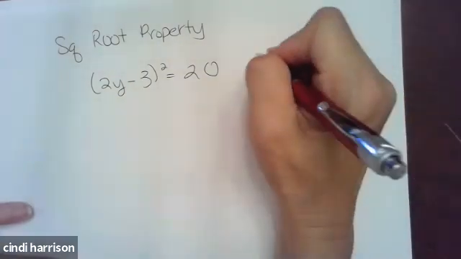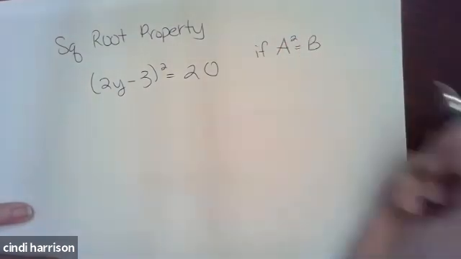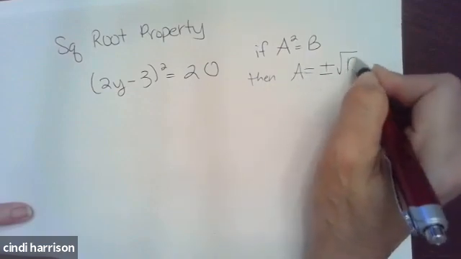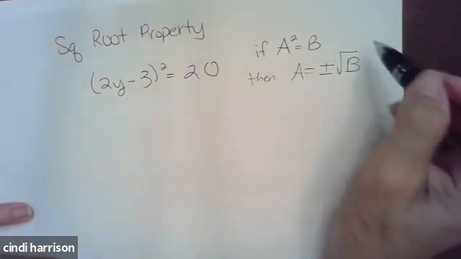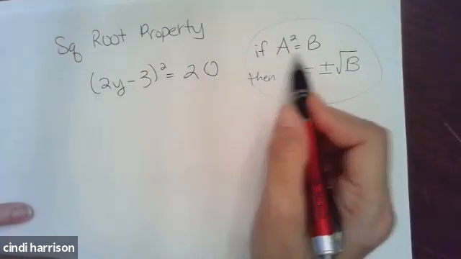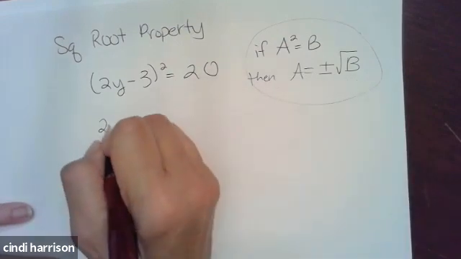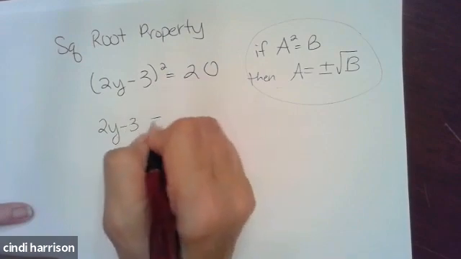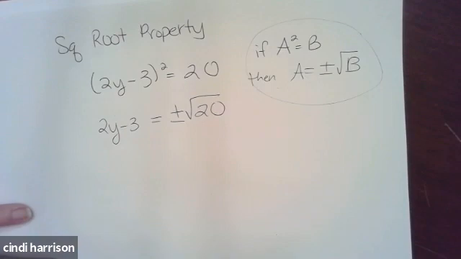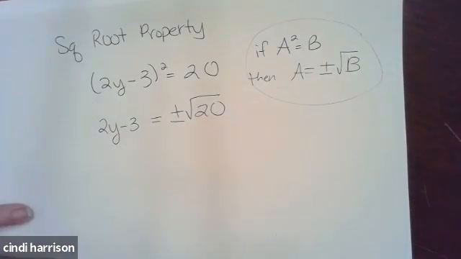So the square root property is the one that said if a squared equals b, then a equals plus or minus the square root of b. So you need to know this. So this matches this step. We're just going to write this step down. So we take out of the squaring and we take plus or minus the square root of the right-hand side. So this is my if statement and this is my then statement.